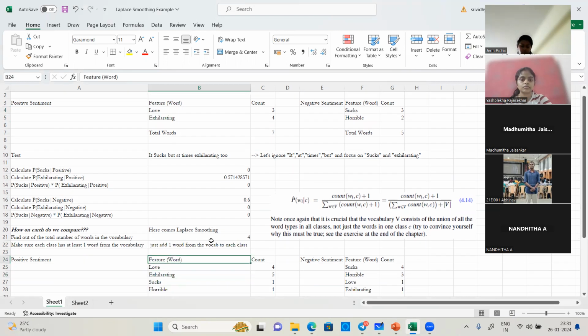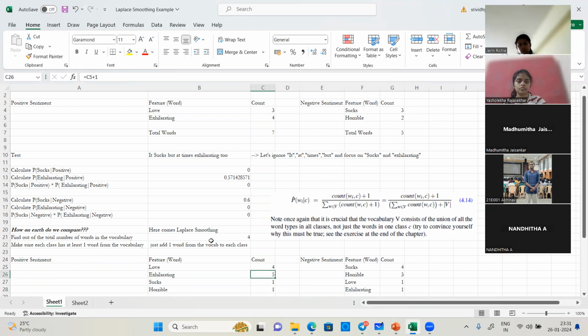You see, love, which was 3, becomes 4. Exhilarating, which was 4, becomes 5. There were a bunch of words that never existed. We just added 1. So it's like saying, sucks was 0, now sucks is 1. Horrible was 0, now horrible is 1.